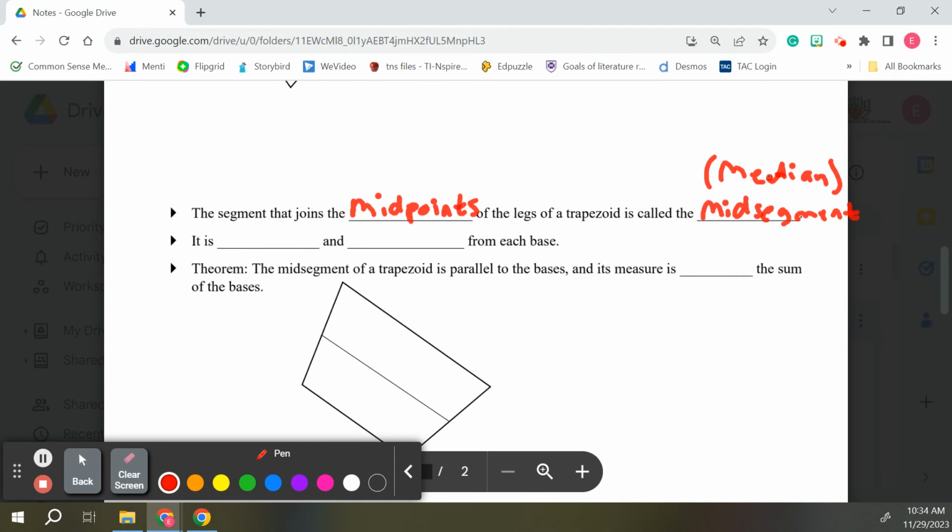Also, I would open it up and it says median M. Again, put parentheses midsegment.